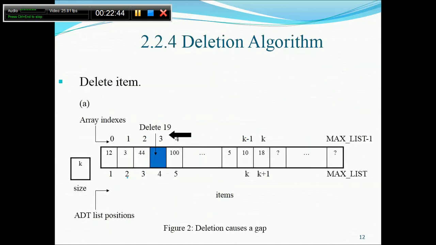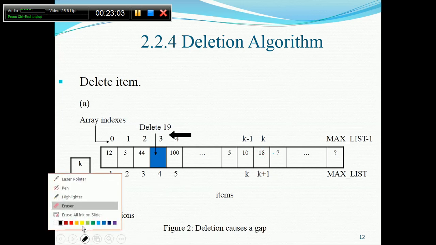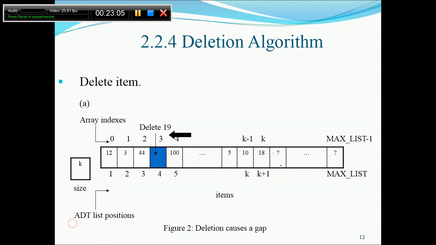Come to the deletion algorithm. Deletion means delete an existing record. Now deletion is an easy process, not an issue. If you want to delete the last element, it is not an issue, you can delete it easily. N is equal to n minus 1, it will work.